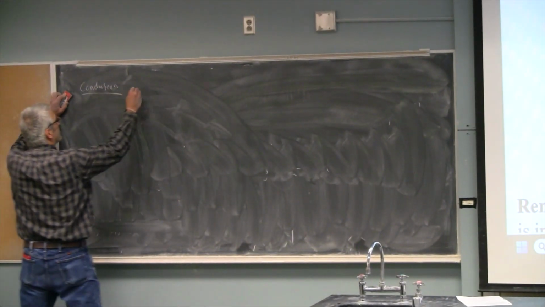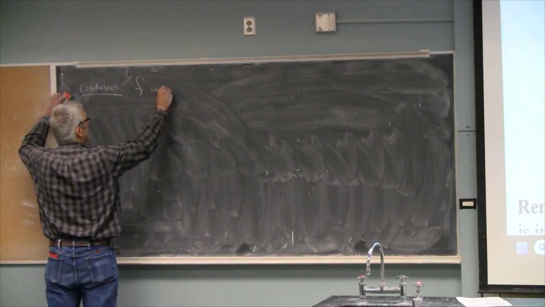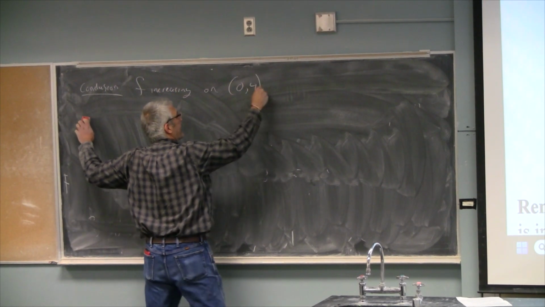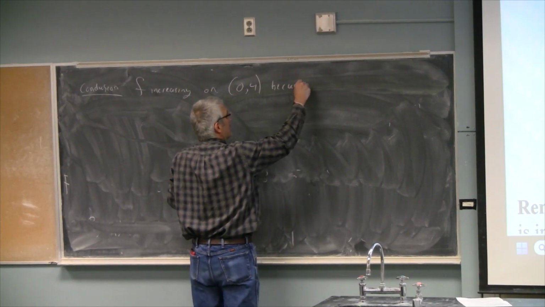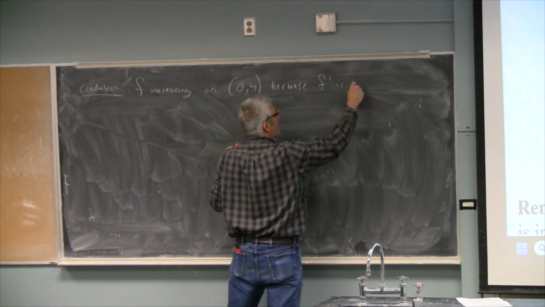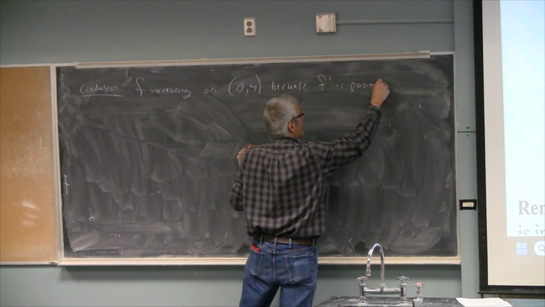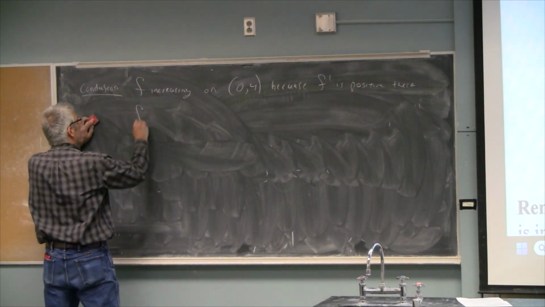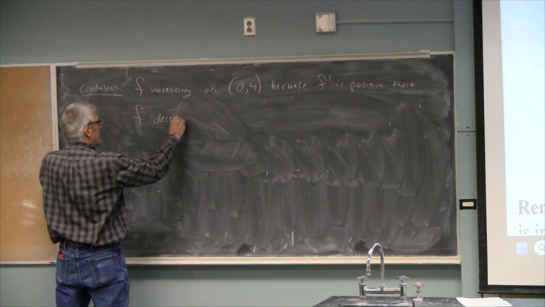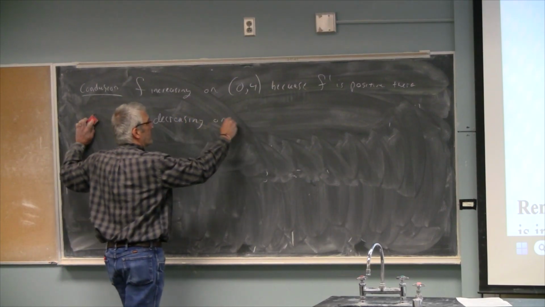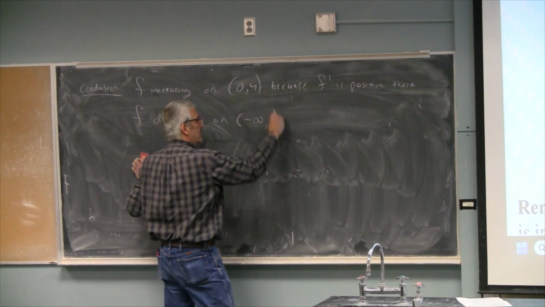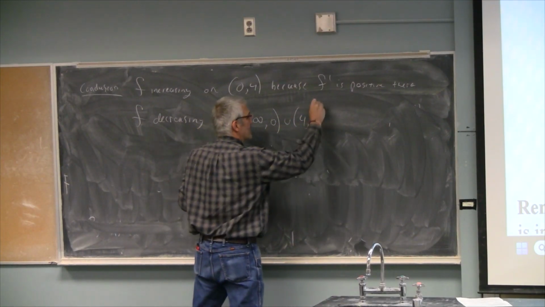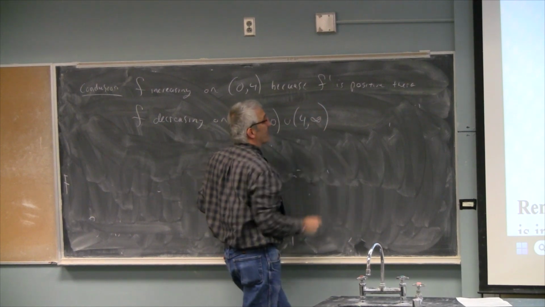The conclusion is f is increasing on the interval 0 to 4, and that's because f prime is positive there. And f is decreasing on, well, negative infinity to 0, not including 0, and also 4 to infinity, and that's because f prime is negative.